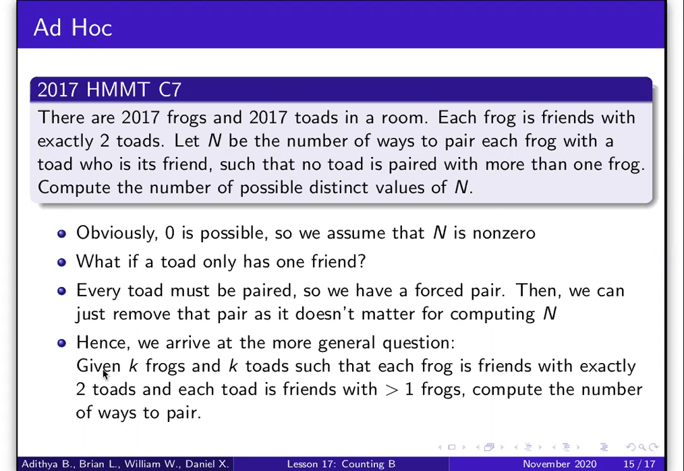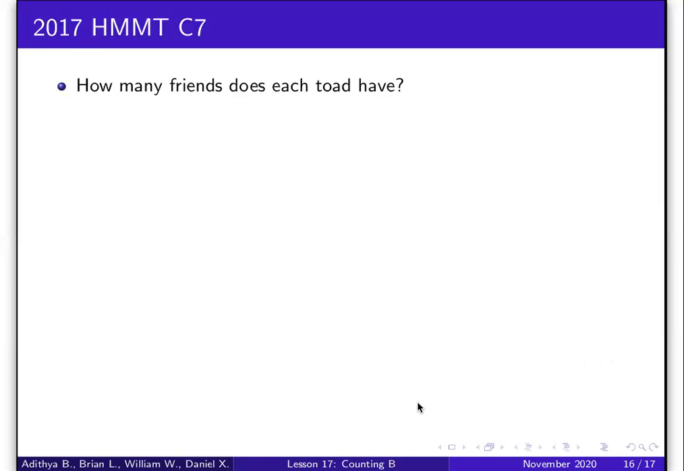So we arrive at this question. Given k frogs and k toads, such that each frog is friends with exactly 2 toads, and each toad is friends with at least 2 frogs, compute the number of ways to pair them. Well, can we say anything specific about how many friends each toad has? Yep, they all have 2 friends.